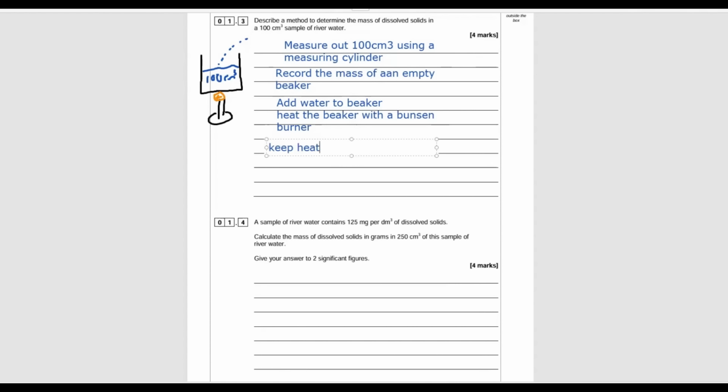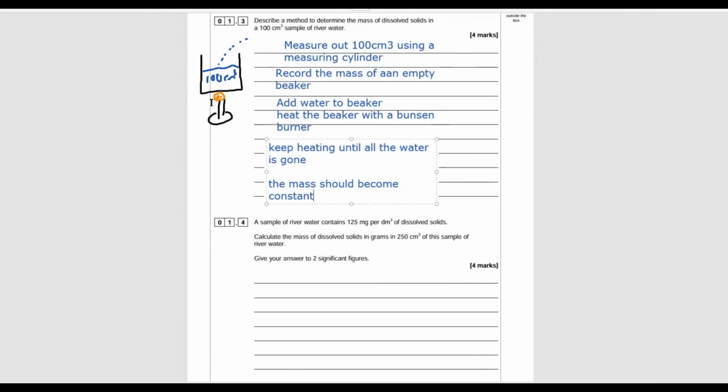Keep heating until all the water is gone. Now, how do we know all the water is gone? Well, you can look with your eyes, but also the mass should become constant. So you can do what we call heating till a constant mass.